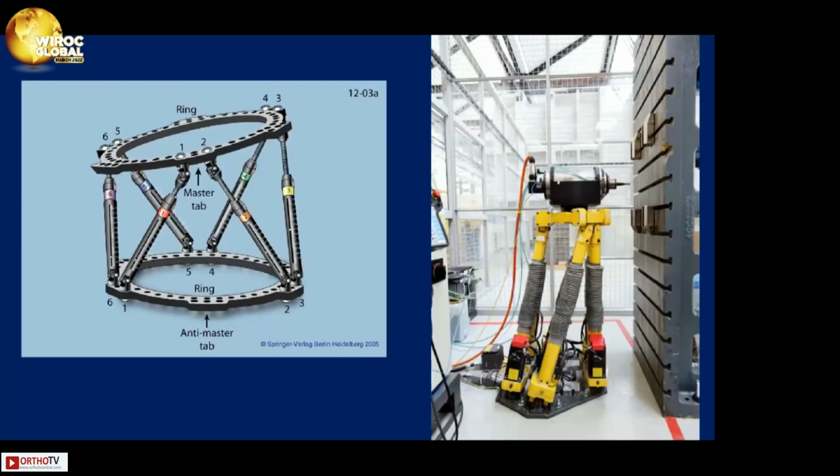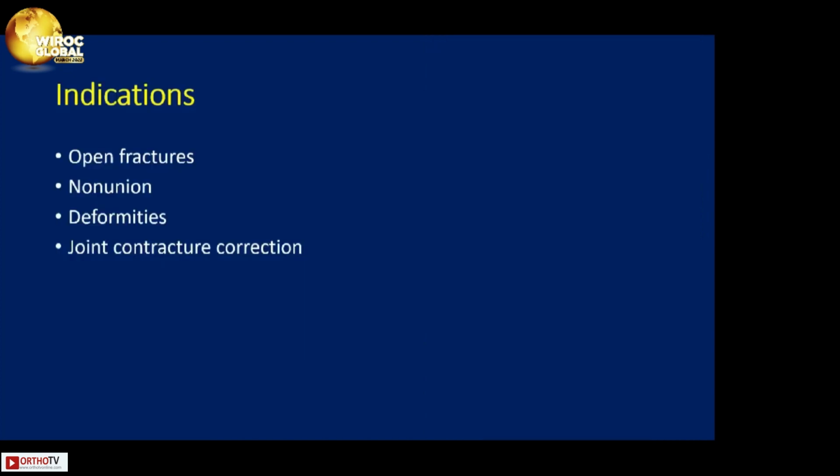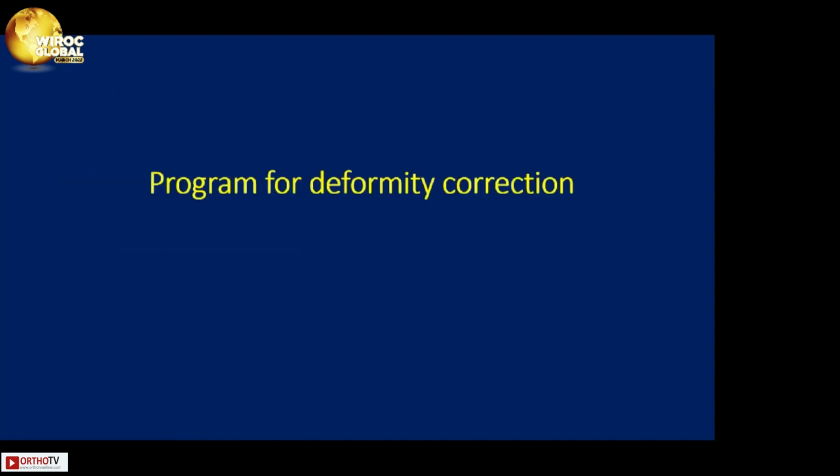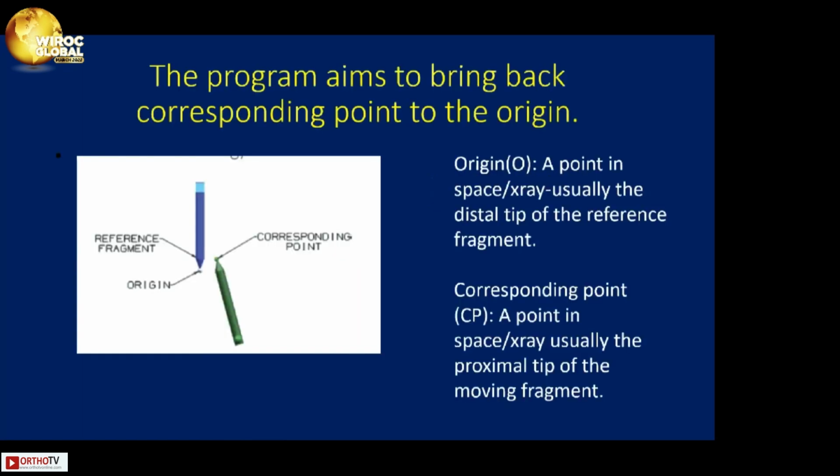It works on the principle of six axes correcting between two rings, and these two platforms can move in any direction. This principle has been used in industry for various applications. Basically, any complex deformity which needs shortening or lengthening with correction in three axes can be treated with this. There needs to be a program for the deformity correction.